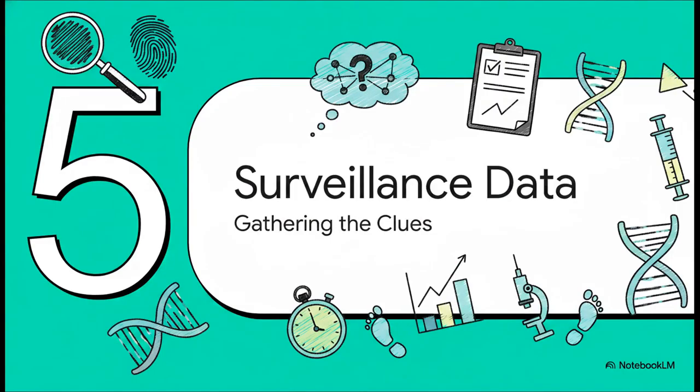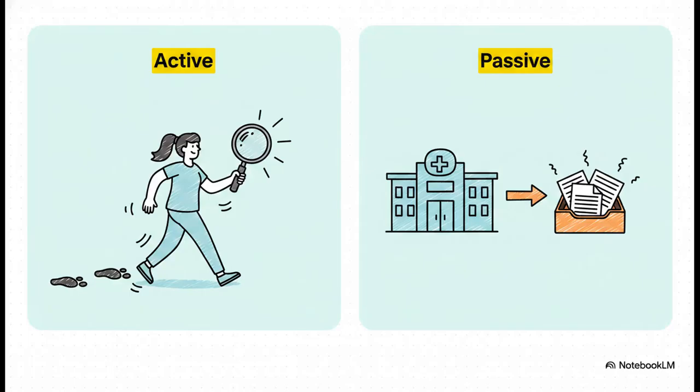All right, Section 5, surveillance and screening data, basically how we gather our clues. Active versus passive surveillance. This is another major high-yield topic for you. The entire difference comes down to who initiates the data collection. Active means public health nurses are pounding the pavement, proactively hunting down data during an active outbreak. Passive means the system is just waiting, relying on local clinics and providers to routinely send in their standard reports. Make sure you know the difference.